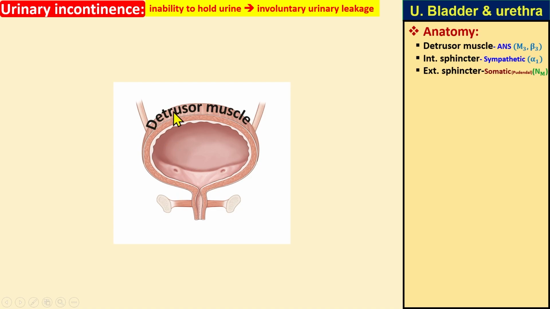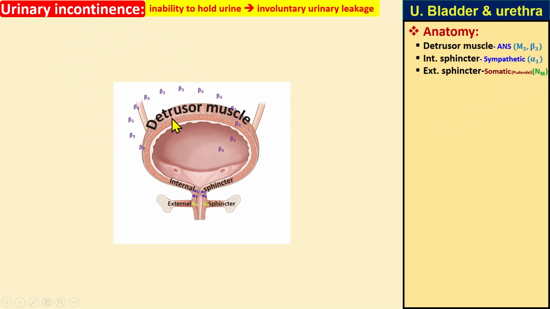This is the detrusor muscle in the urinary bladder, and here at the neck of the urinary bladder is the internal sphincter. And this is the external sphincter. If you look at their innervation, the internal sphincter is supplied by alpha 1, so only sympathetic supply, while the external sphincter is somatic, a voluntary muscle, supplied by NM, the pudendal nerve.